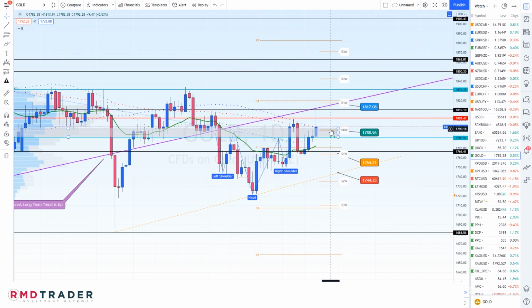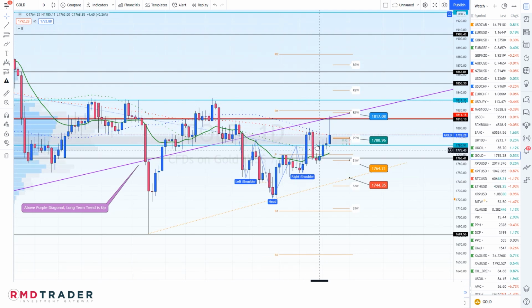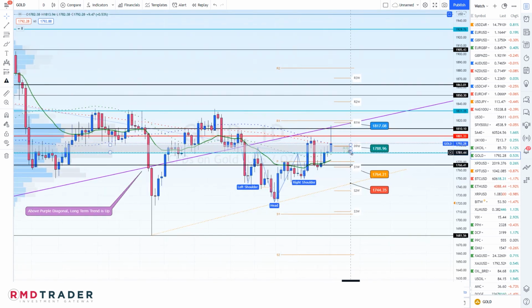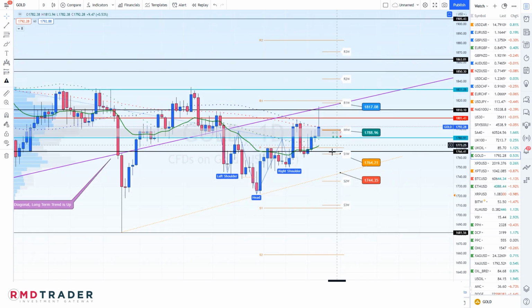However, should we lose this weekly pivot level, another area of support would be the weekly S1 at 1,764. And if we also lose that, the lower end of this support structure would be a move towards the previous swing low from the right shoulder of this inverted head and shoulders, and that would be somewhere in between those two levels, perhaps somewhere at 1,750. Although at this stage it does appear that gold is starting to turn bullish, and I am putting a slight bullish bias on this commodity.